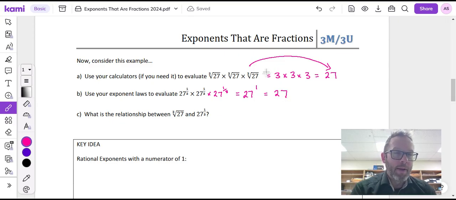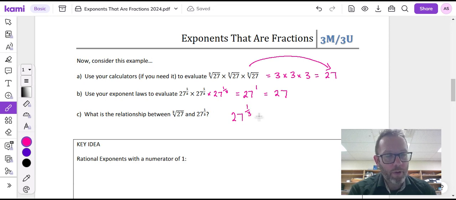So think on this. If the cubed root of 27 times itself 3 times gives you 27, and 27 to the power of a third multiplied by itself 3 times also gives you 27, that means they're equivalent. And that 27 to the power of 1 over 3 is the third root of 27. So we have now shown that an exponent of 1/3 means the third root.